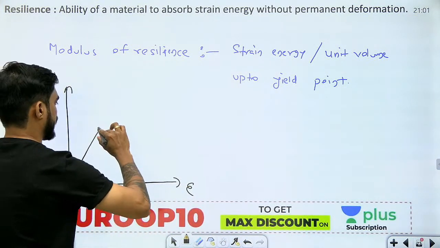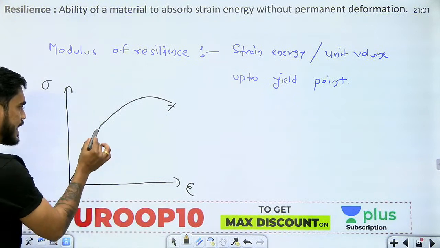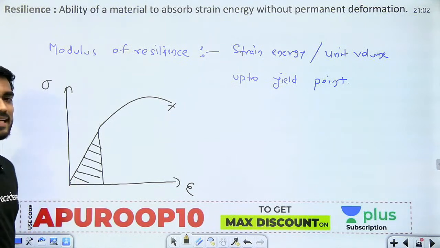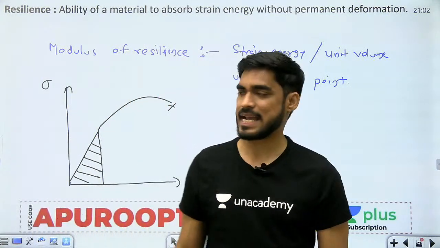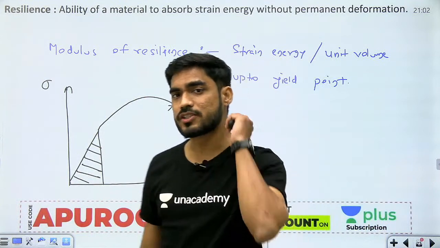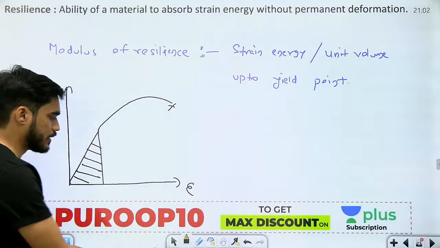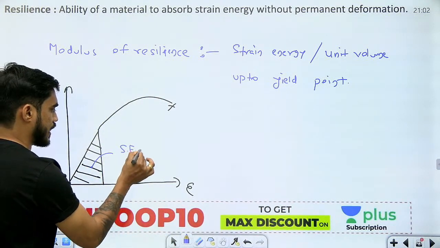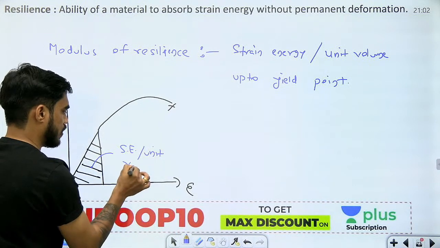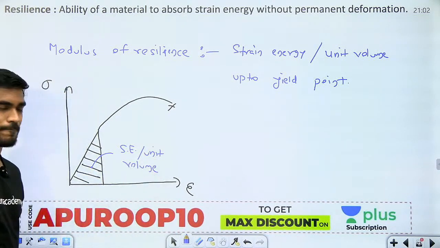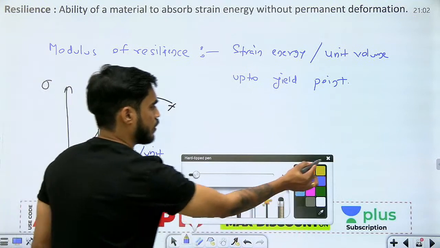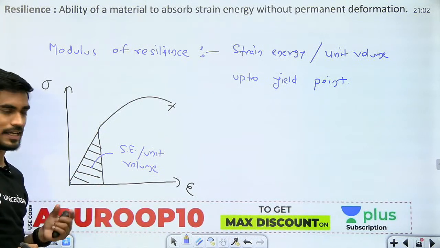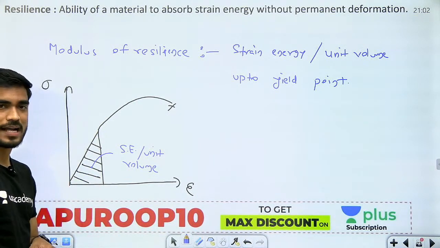In case of stress strain curve, the area under the curve is equal to strain energy per unit volume. This area is strain energy per unit volume. Okay. So what will be the strain energy per unit volume, beta? What will be this area? This area will be half into base into height.